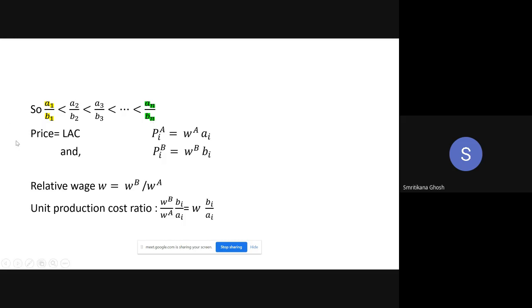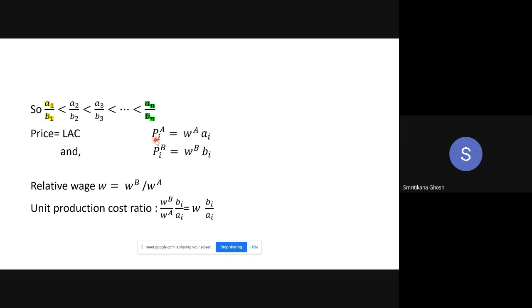Now look, we know at the equilibrium price is equal to LAC, right? We know price is equal to long run average cost. Now price of commodity I in country A is written as PIA. Fine, that is equal to LAC. Now, what is LAC? To produce 1 unit of the commodity, how much money you have to spend, right? LAC means to produce 1 unit of the commodity, long run average cost, right?